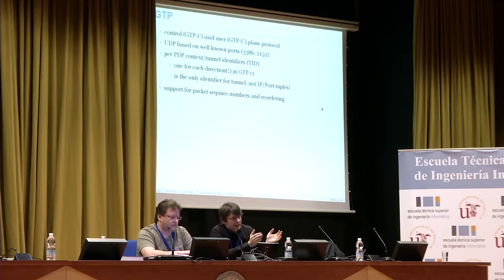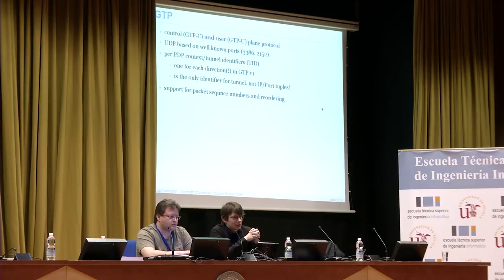So we have a control plane that exists to basically configure, establish, modify, and tear down tunnels. And we have a user plane which carries the actual user traffic. All of this happens on top of well-known UDP ports. There are two port numbers that are used for GTP. Why two? Well, this relates to different versions. We don't want to go into all of the details here, but there's basically version 0, version 1, and version 2 of GTP.